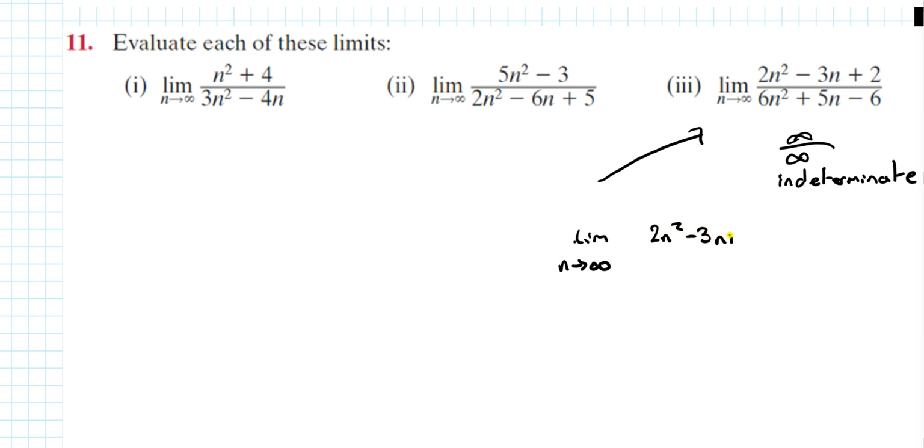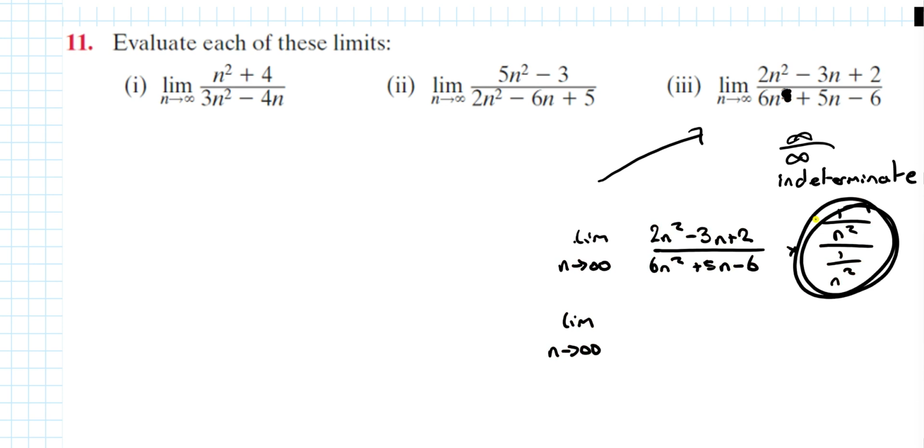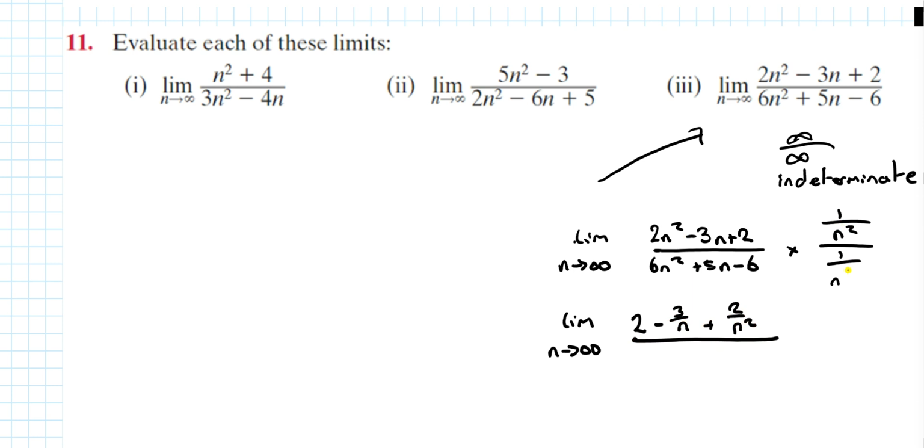So I'm going to go limit as n goes to infinity, 2n squared minus 3n plus 2 all over 6n squared plus 5n minus 6, times 1 over the highest power of n. So that's 1 over n squared, 1 over n squared. And even if there wasn't a square on the bottom line, it would still be 1 over n squared. It's the highest power of n in the whole question. So you're getting 2 minus 3 over n plus 2 over n squared, because I'm doing top by top, bottom by bottom on the top line, and then again on the bottom line. 6 plus 5 over n minus 6 over n squared.